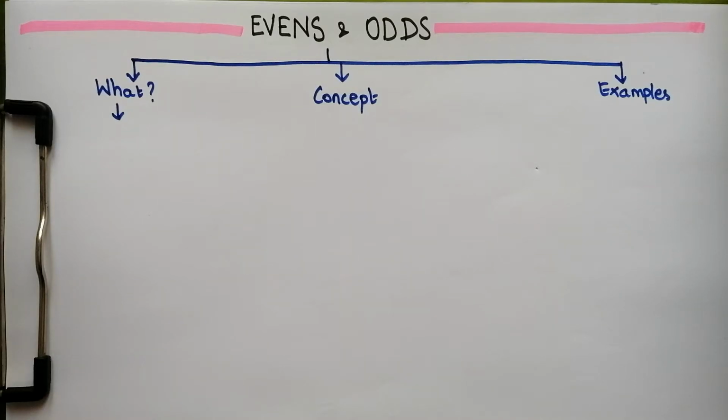Hi guys, today we'll be seeing the chapter Evens and Odds. When we finish this chapter, you'll be able to solve any number of problems yourself because you'll understand the logic very well and you will not have to memorize anything at all. So first we'll be seeing three things. What are evens and odds, what is a concept that you'll have to understand, and some examples.